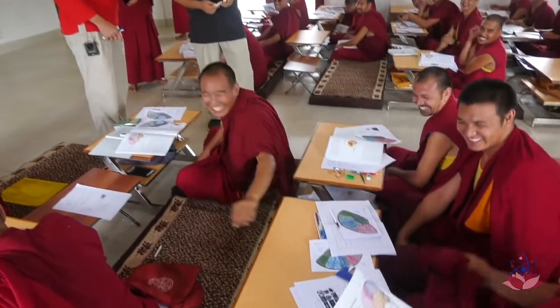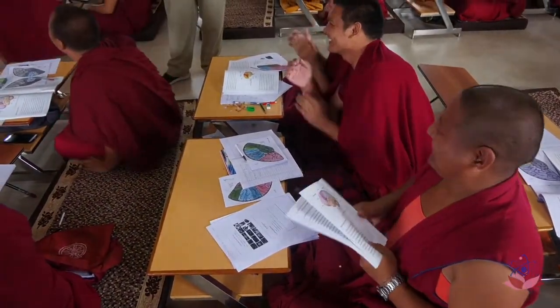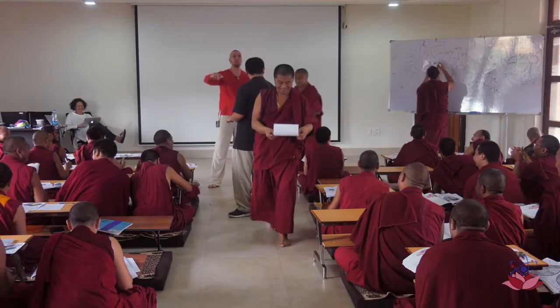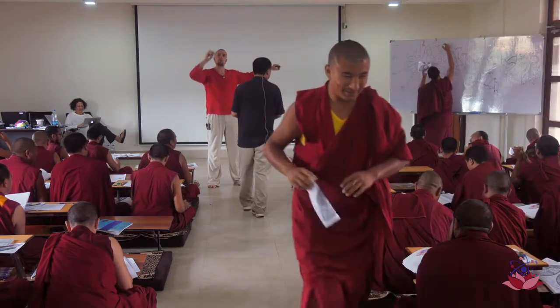Perfect. Come on. So everyone that's labeled them correctly can pick someone to come up and write a function down by each lobe.